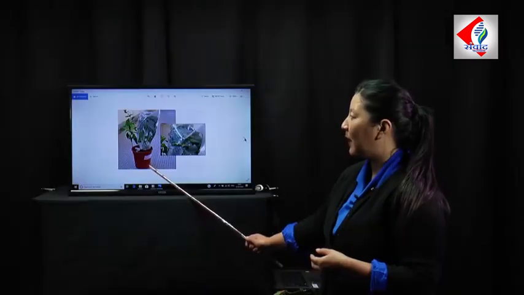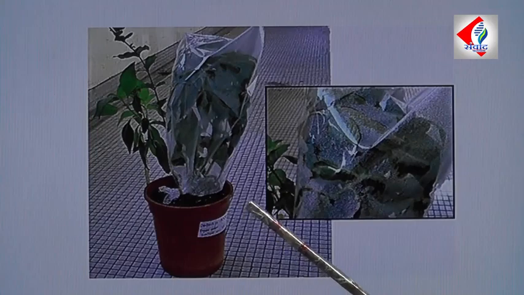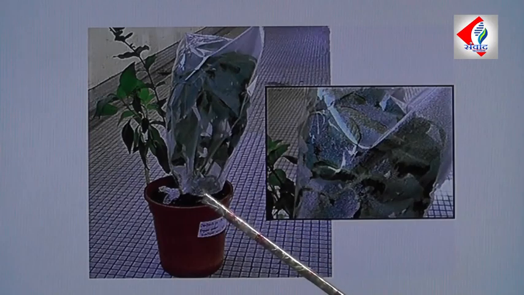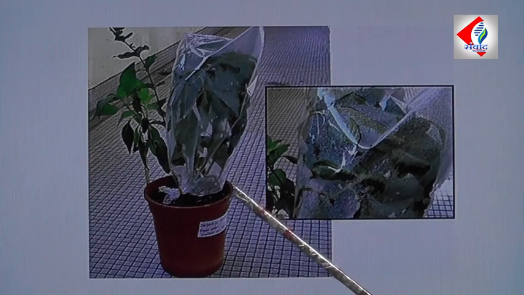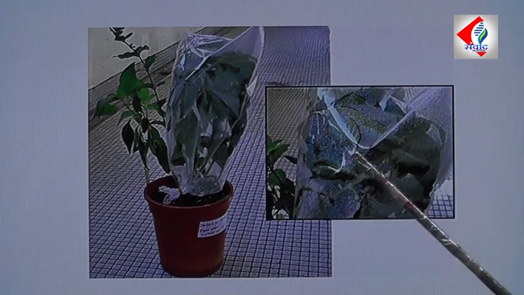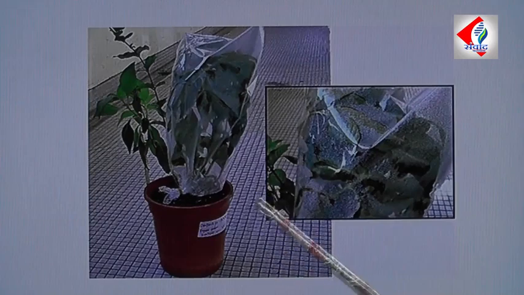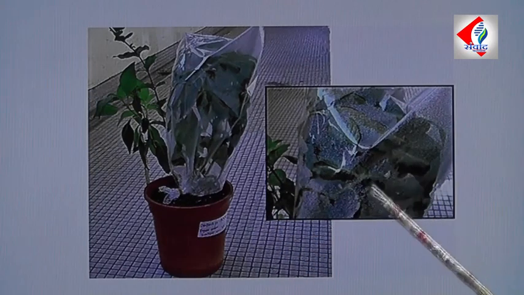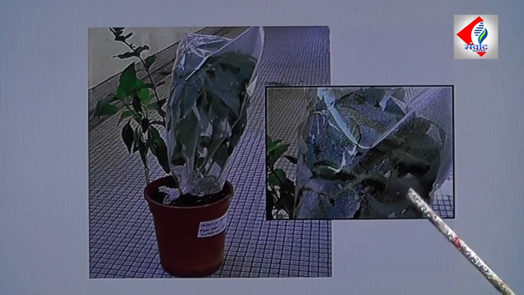So again, you need a potted plant. You need a potted plant, and in one of the stems of the plant, please cover it with a polythene bag, tie it at the bottom, keep it outside, and in a few days or even after a few hours, you will notice that the polythene bag is filled with tiny droplets of water. This experiment helps us to understand that water is removed from the leaves, and I told you that leaves have stomata.